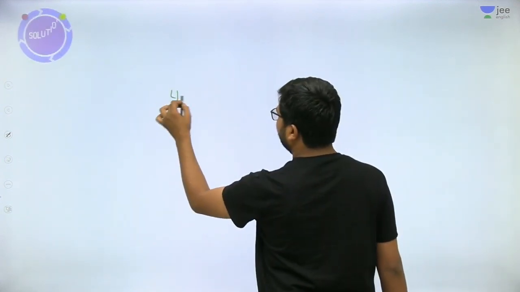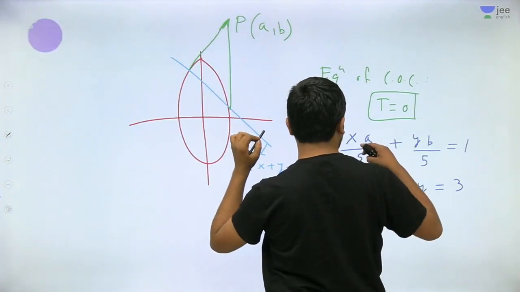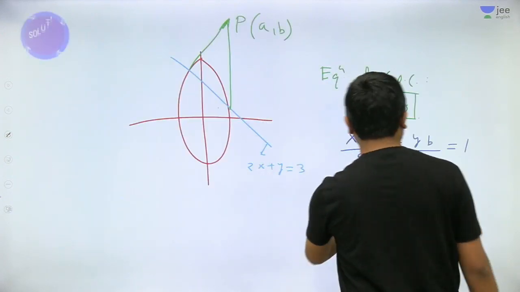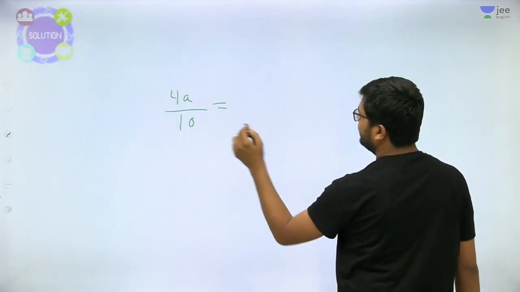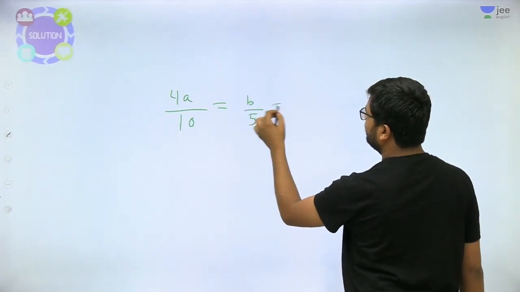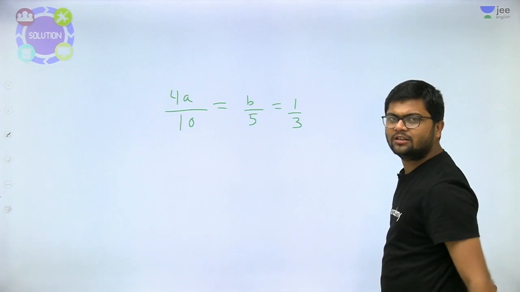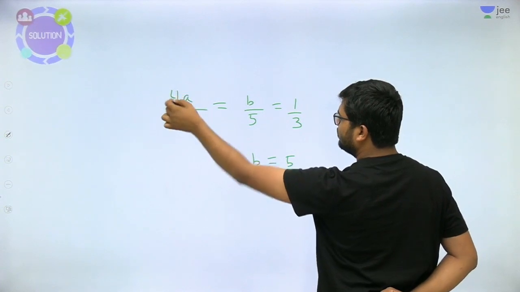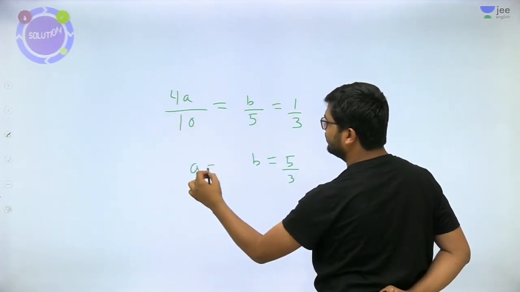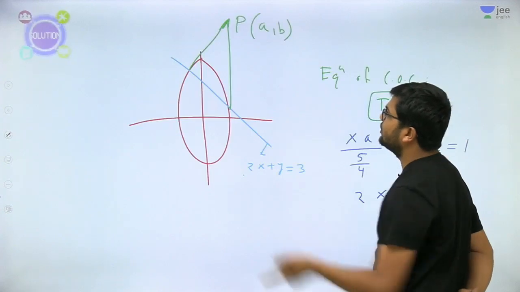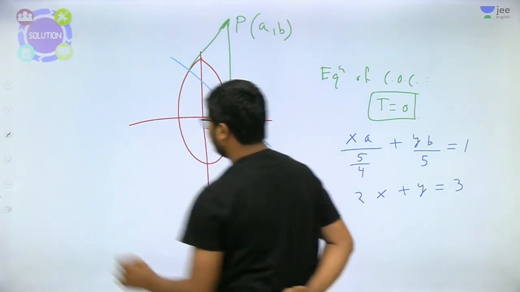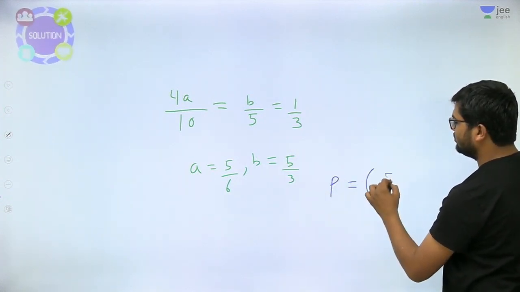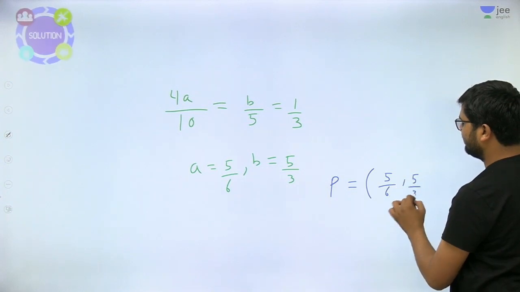It will become 4a upon 10 equal to b upon 5 equal to 1 by 3. Getting my point or not? So b will come out to be 5 by 3, and if you calculate 2 by 5, 5 by 6, a will come out to be 5 by 6. Therefore the point of intersection of the tangents, which is point P, will come out to be 5 by 6 comma 5 by 3.